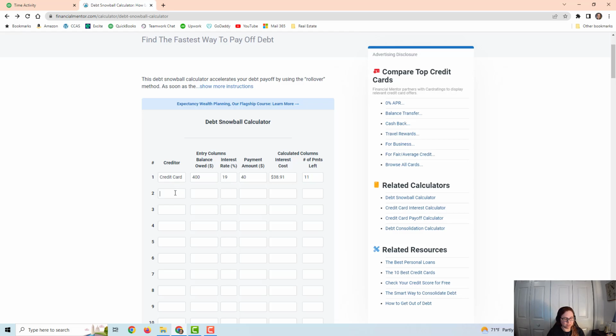Okay, so I'm just going to put in some other debts just to make this look realistic. Okay, so if you had a car loan with a $12,000 balance and a 6% interest rate and a payment of $275 a month, that would be a total over the course of paying off that loan of over $1,500 in interest. And there would be 50 more payments.